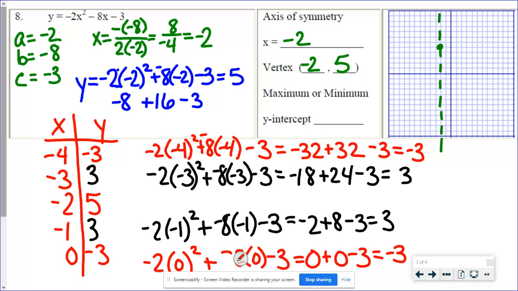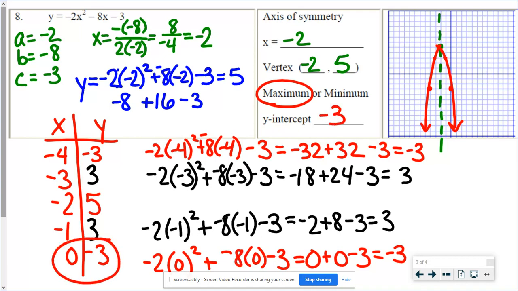When I graph this, negative 4, negative 3. And then negative 3, positive 3. I already had the negative 2, 5, negative 1, 3, and then 0, negative 3. So this one, the vertex is a maximum. It's at the top of the graph. It's as tall as it's going to get. And the y-intercept, again, we know that right here, the y-intercept is negative 3, or you can find it in the graph.